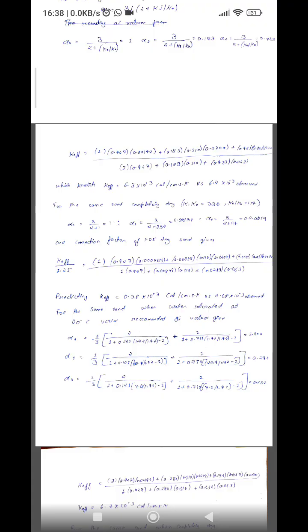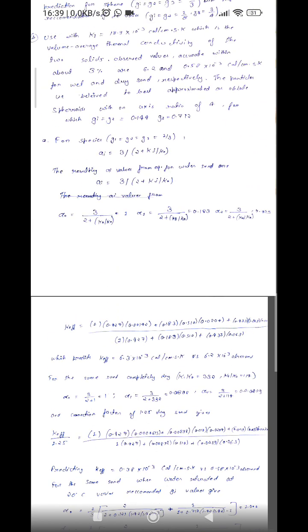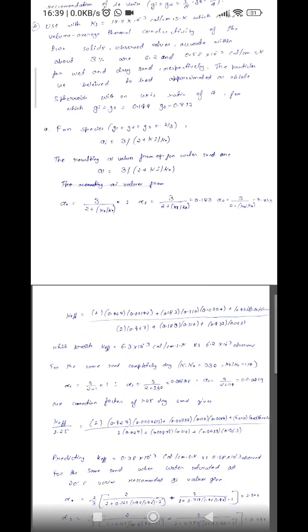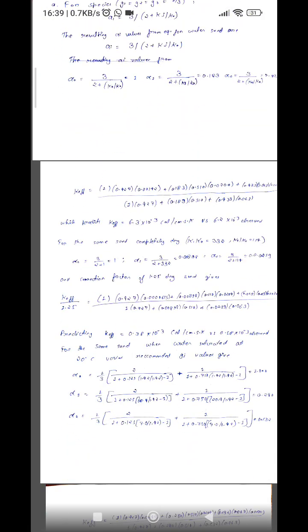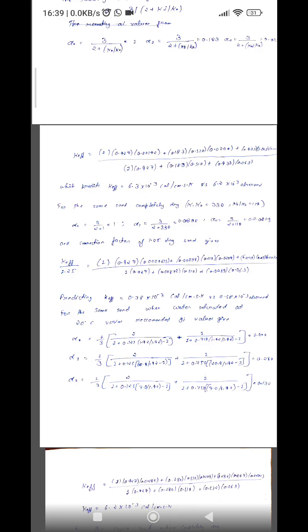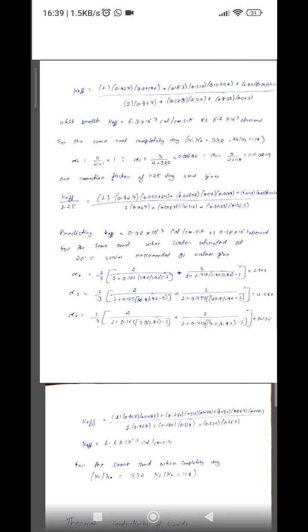So as we can see, for the dry sand, K effective is different than for the wet sand, right? For these two cases, the wet saturated and completely dry, the K effective is coming out to be different, right? So again applying the correction factor for dry sand. Yeah, we have to apply the correction factor also in dry sand.